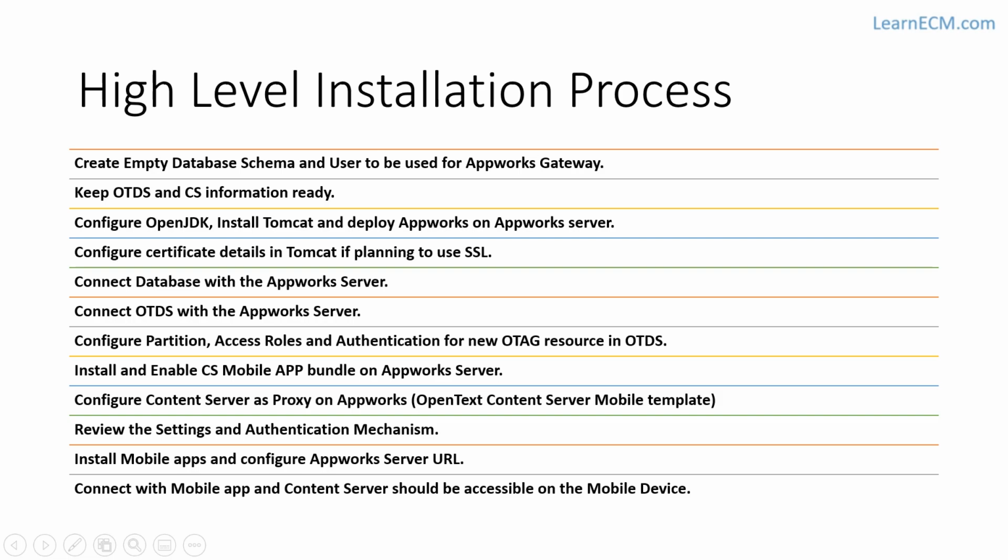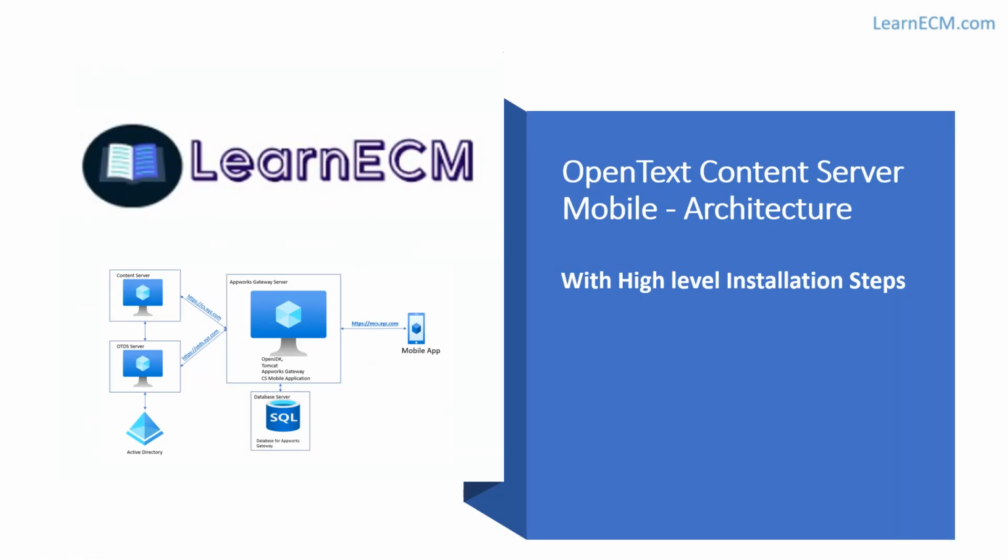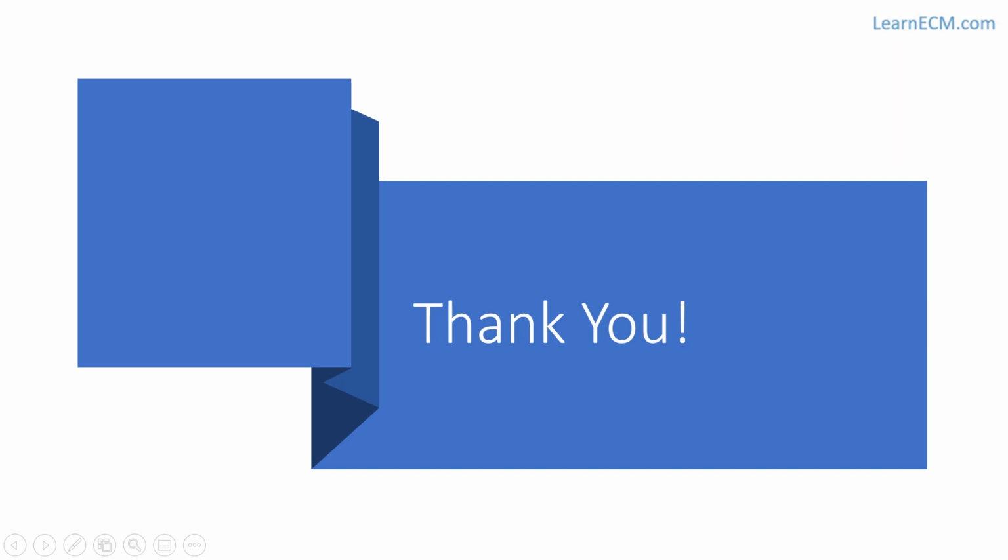So these are the high level installation processes that one needs to follow for installing AppWorks gateway and the mobile implementation as a whole. More information can be found in the Knowledge Center. From there we can see the exact installation steps and the detailed configurations. That's all we wanted to cover today. We have seen the architecture and how the AppWorks gateway is used for implementing mobile access for our content server. And we have also seen the high level installation steps that one needs to follow for implementing it.